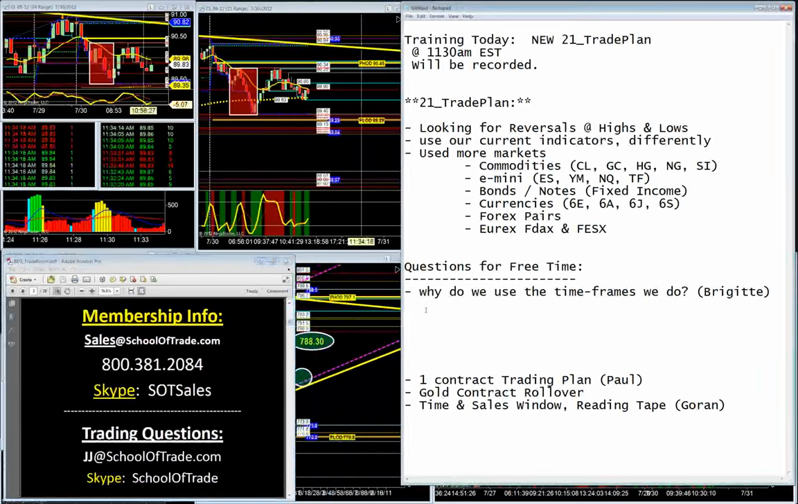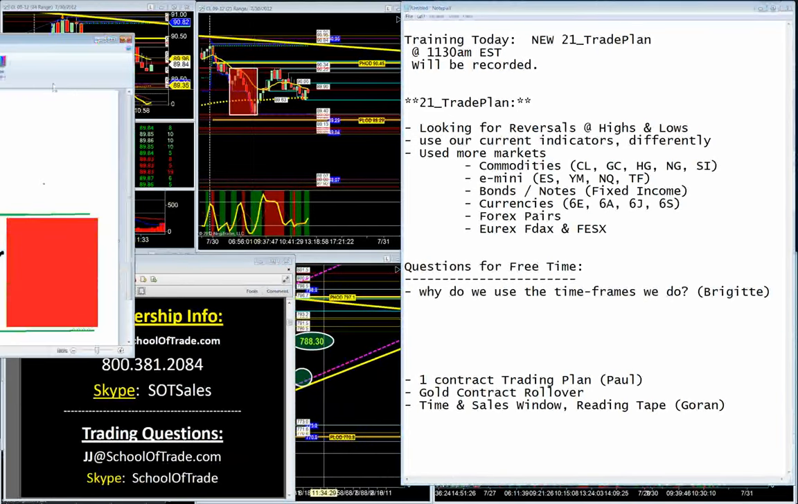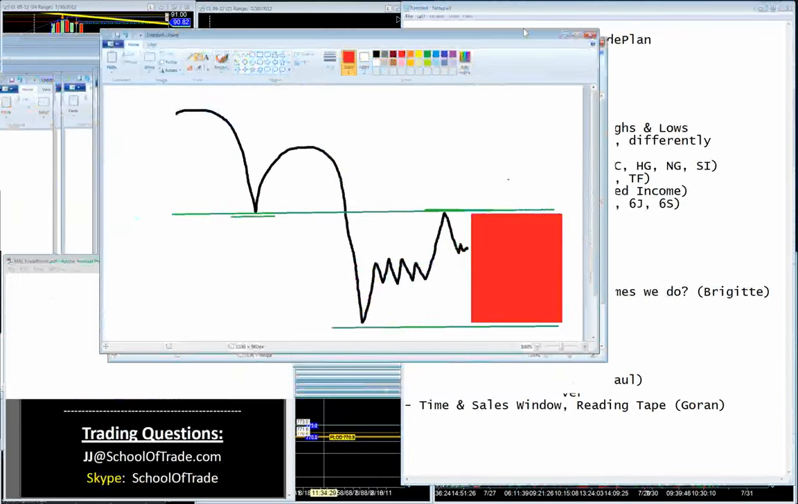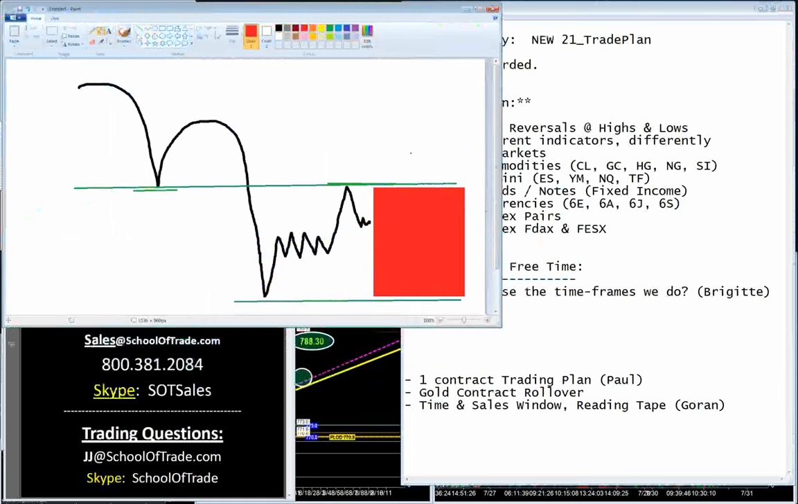Great question this morning. What time frames do we use? What's the goal of the time frames that we use? How do we find them? Well, multiple time frames is something that, in my opinion, they should be teaching in grade school, right?